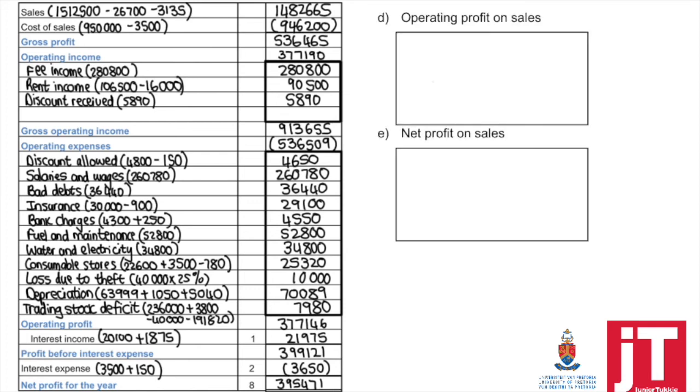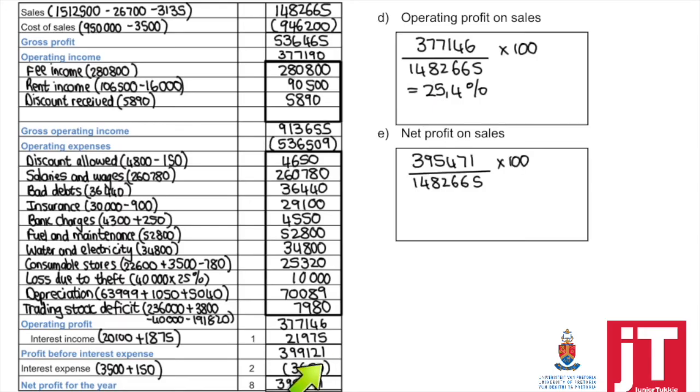To calculate the operating profit on sales, we need to take our operating profit divided by sales times 100. That equals 25.4%. My net profit is my net profit divided by sales times 100. That equals 26.7%. So this is actually so easy marks to get if you understand the financial indicators.